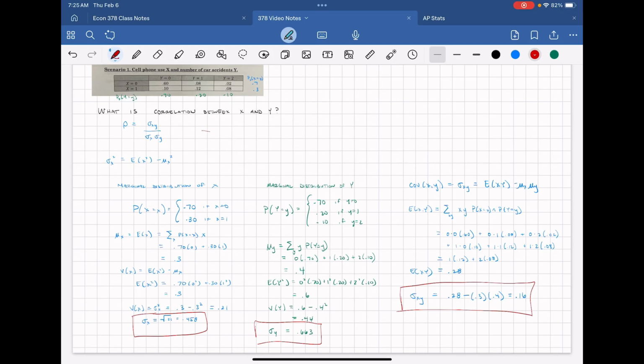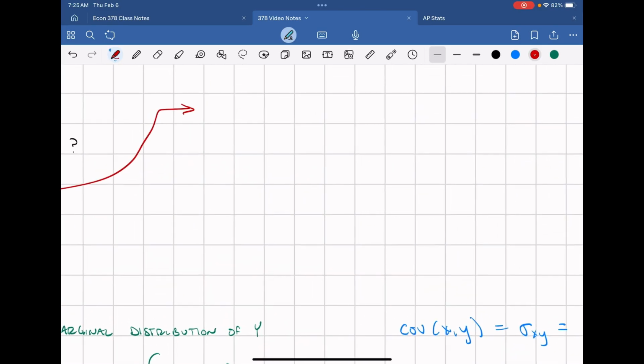So let's bring that all together now for our final equation to find the correlation, which is the correlation is equal to sigma xy over sigma x sigma y. And so this will equal 0.16 divided by 0.458 times 0.663, and this is equal to 0.527.